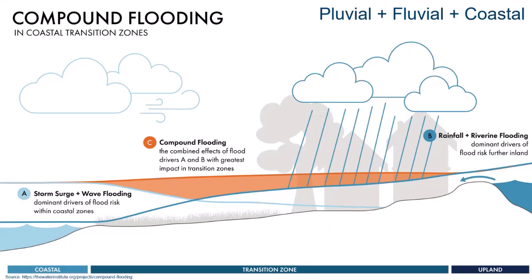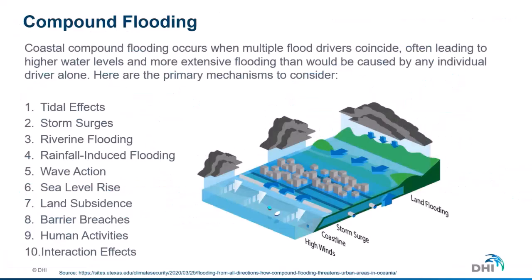And this is combined then with drivers from the land side, which are either pluvial or fluvial flood drivers, so rainfall and riverine overbank flow that can combine and compound the zone where flooding occurs. And this also makes flooding a lot more complex process and in some cases more unpredictable. So compound flooding occurs when multiple flood drivers coincide, often leading to higher water levels and more extensive flooding than would be caused by individual driver alone.